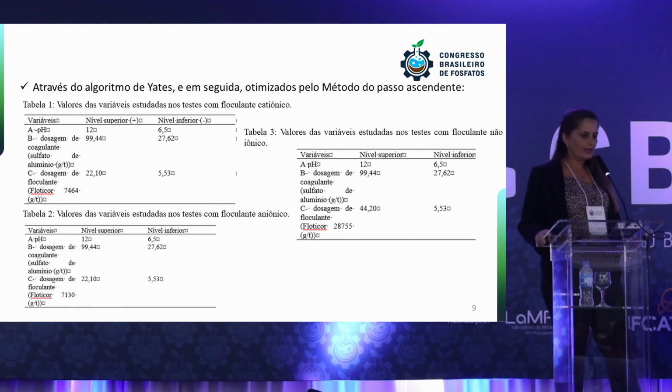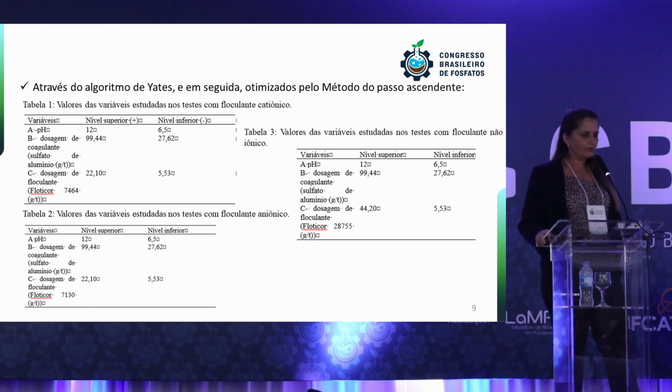For the anionic flocculant, I varied the pH between 12 and 6.5. For the aluminum sulfate, the dose was the same as for the cationic flocculant, and for the anionic flocculant, the same dose.